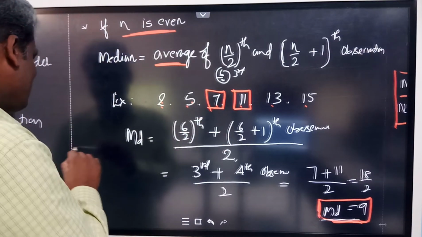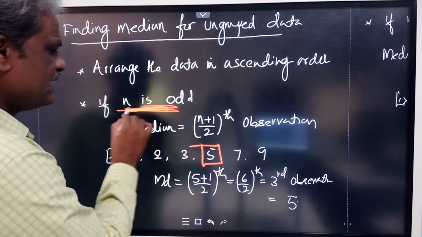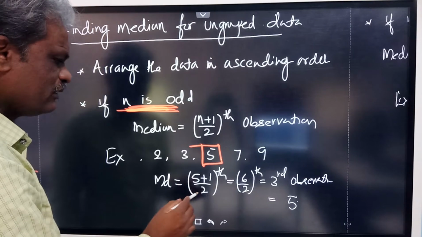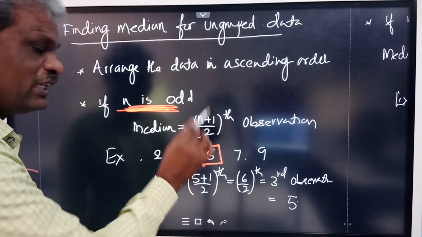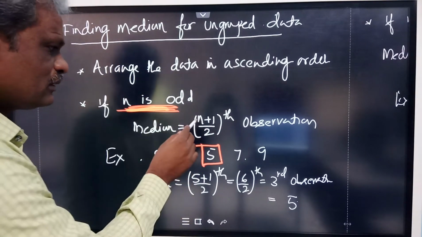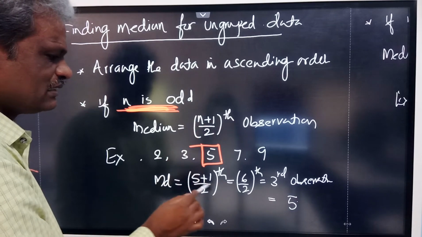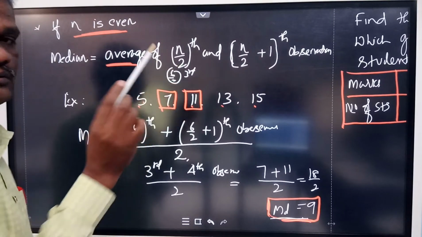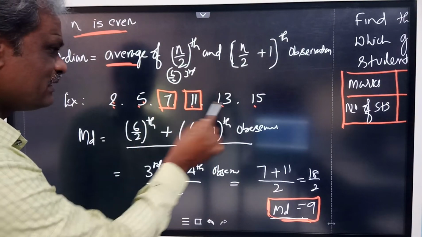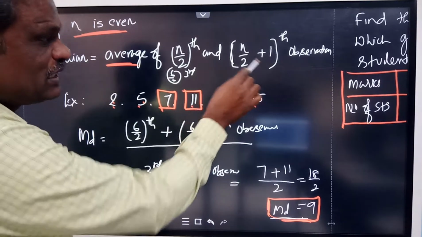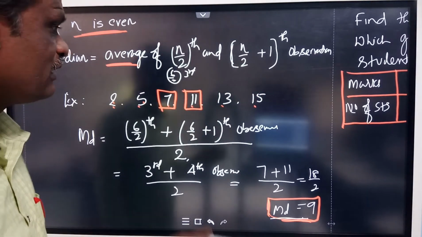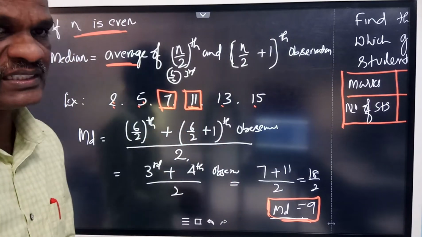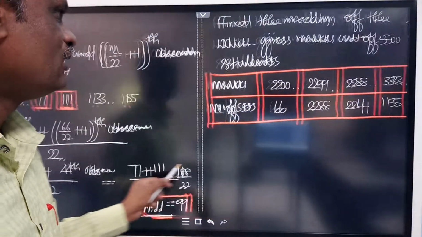Remember that for ungrouped data, if n is odd, like 1, 2, 3, 4, 5, 5 only, an odd number, you have to take the (n plus 1) by 2nd observation. Here n is 5, plus 1 is 6, 6 by 2, the third observation. If n is even, then you do n by 2. Here 6 observations are there, 6 by 2 is the third one, then plus 1, the fourth one. You take the third and fourth, here 7 and 11, add them and divide by 2. That is the average of these two.